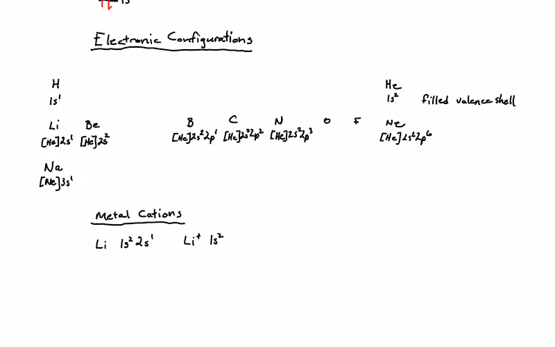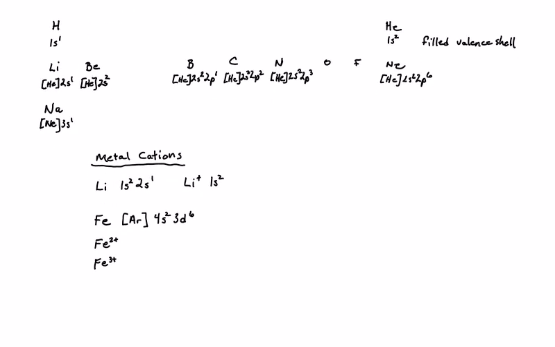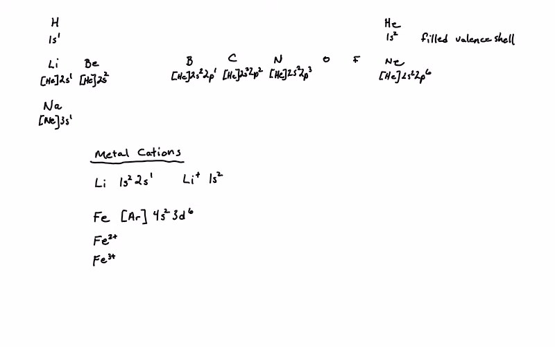Where things start getting a little dicey is when we're looking at the transition metals. So for example, iron has an electron configuration of an argon core plus 2 electrons in the 4s orbital and 6 electrons in the 3d orbital. But if we're talking about Fe2+ or Fe3+, the electrons are going to be taken out of the highest energy orbital, but you're going to see the other ones kind of rearrange a little bit.